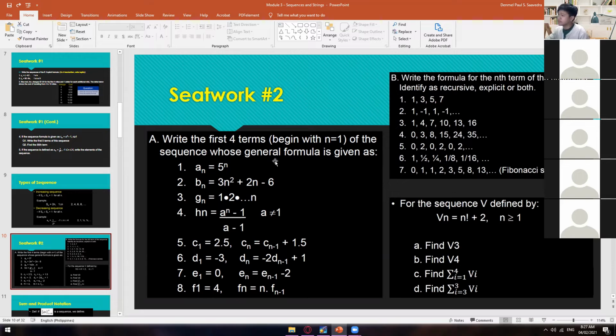But if you're going to do it handwritten, please write legibly. All right. So again, I'll give you guys 10 to 20 seconds to take a look at this seatwork. If you have a question or clarification, just ask me.